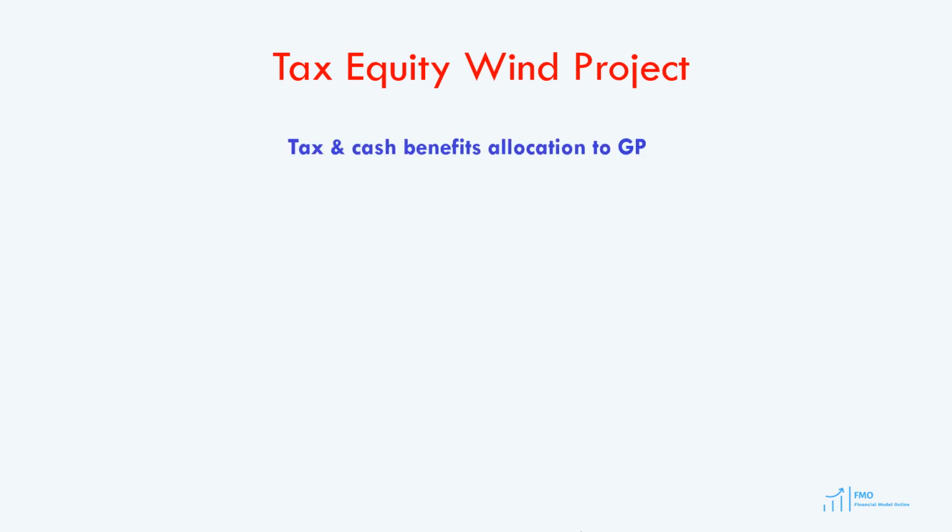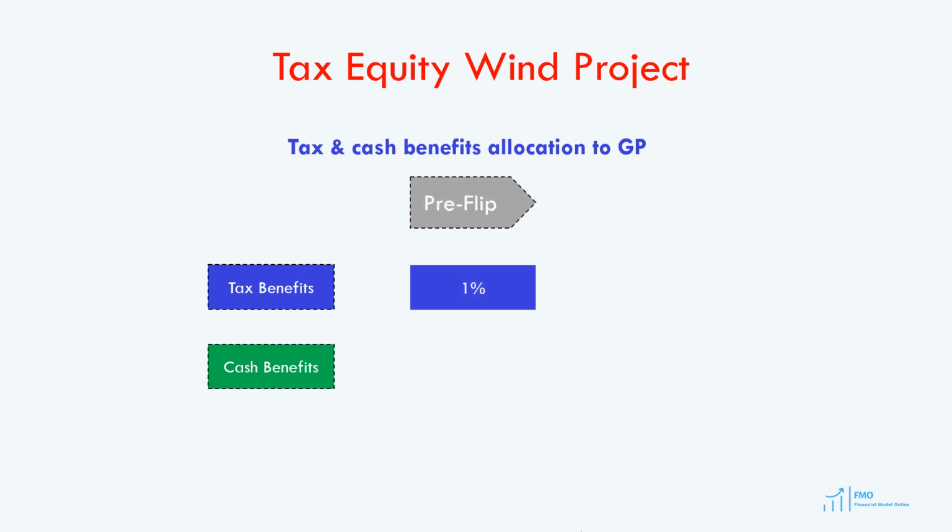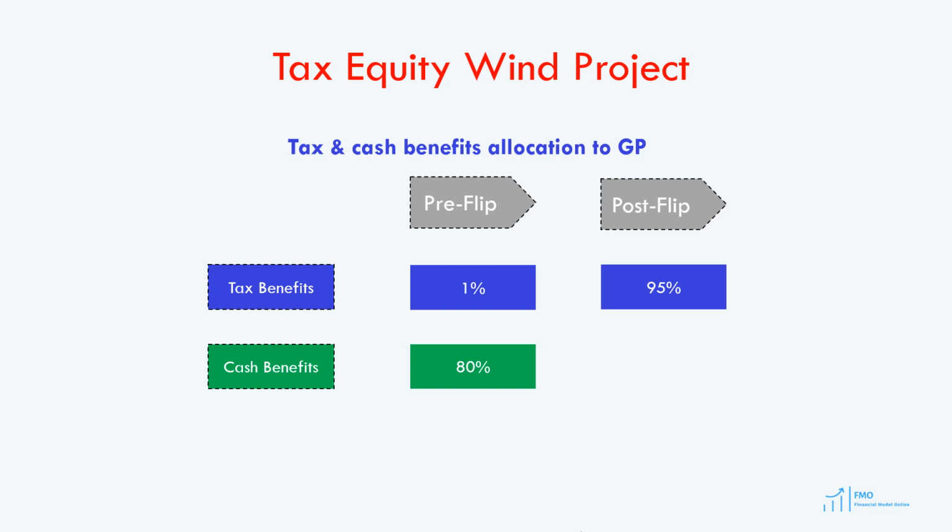So, how does the allocation of cash and tax benefits look like for the general partner? Well, it will be the opposite of the allocation to the tax equity partner. Pre-flip, 1% of tax benefits and 80% of cash benefits will be given to the GP. Post-flip, it is 95% of both tax benefits and cash benefits. Note that the tax equity partner has to maintain the 5% interest in profit and losses in the post-flip period.